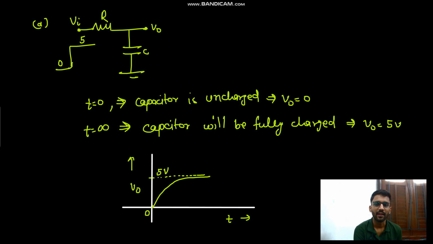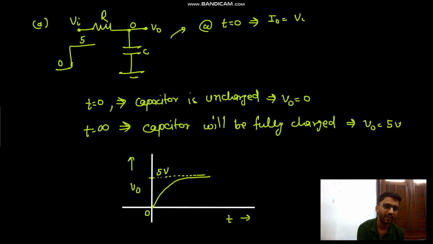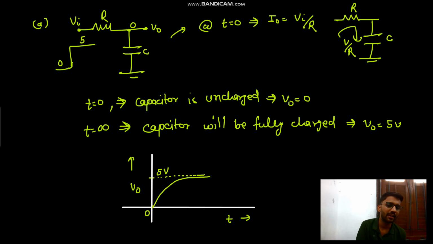So what you will say, at t equals to 0, the capacitor is uncharged, so the current is V by R. This is uncharged, so this is at 0 potential, so the current would be V by R. Now here we have some capacitor. This acts as a short circuit, but it is not short circuited in reality. Here we have a capacitor, here we have R, and there we have some V by R current. So this V by R current is charging the capacitor. The value is 5 by R.